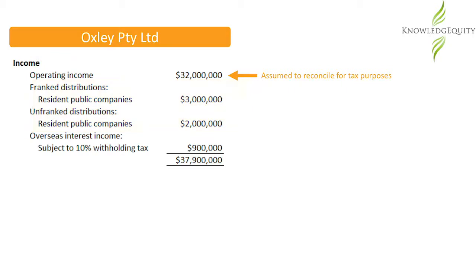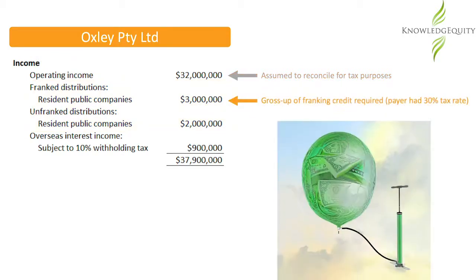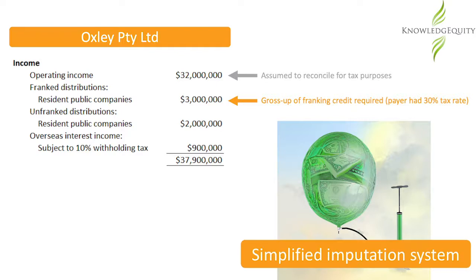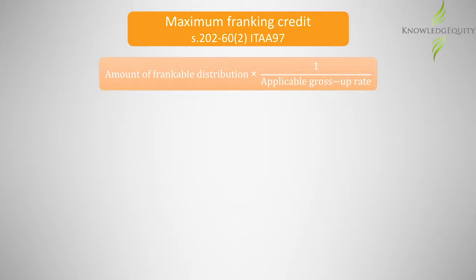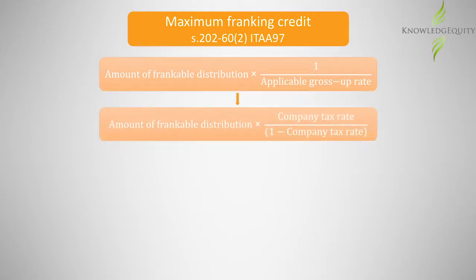The treatment of the franked dividends requires the dividends to be included in assessable income along with a gross-up of the franking credit. The gross-up and credit approach is part of the simplified imputation system. The maximum franking credit allocated to the distribution from the resident public companies is calculated according to Section 202-60, subsection 2.